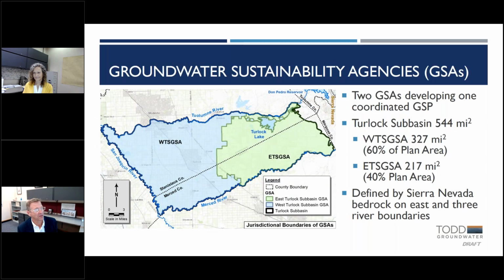As Herb mentioned, we have 2 GSAs, the West Turlock and the East Turlock. The basin is about 545 square miles. West Turlock is about 60% of that, East Turlock is 40%, and I mentioned already the boundaries. So just so people have some geographic concepts there, these are the 2 GSAs who are preparing a single sustainability plan.